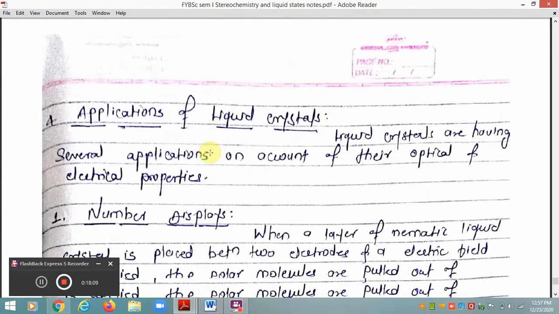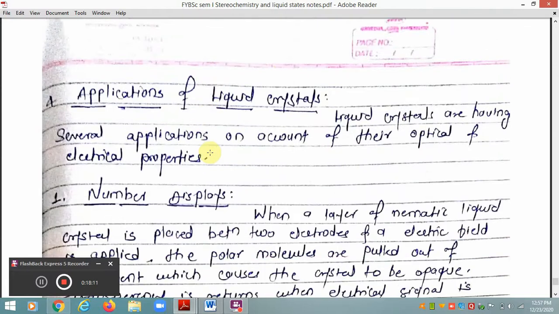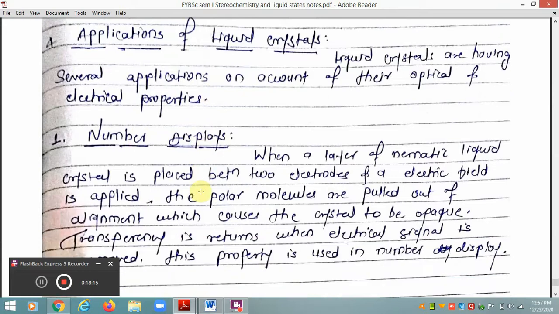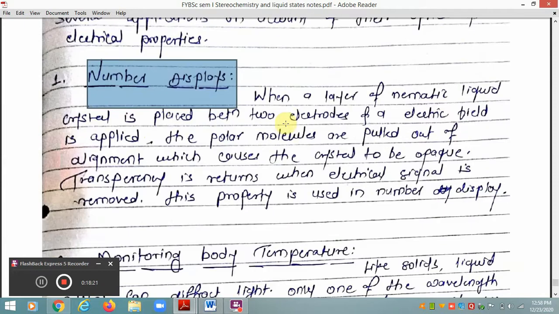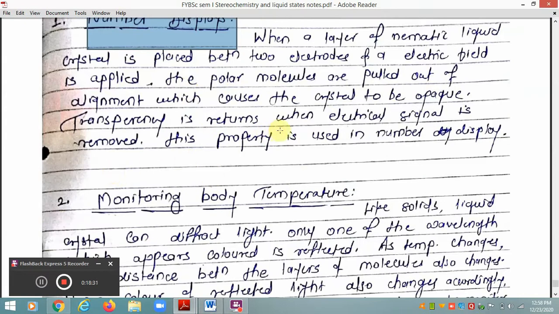There are some applications of liquid crystals, dear friends. Liquid crystals have several applications. Out of these, the first is that they are used in number displays. When a layer of nematic liquid crystal is placed between two electrodes and an electric field is applied, the polar molecules are pulled out of alignment, which causes the crystal to be opaque, and the transparency returns when the electrical signal is removed. This property is used in number displays.